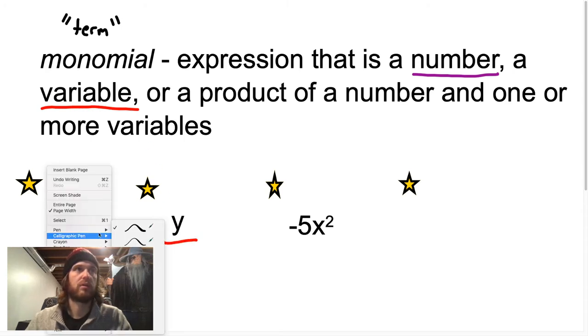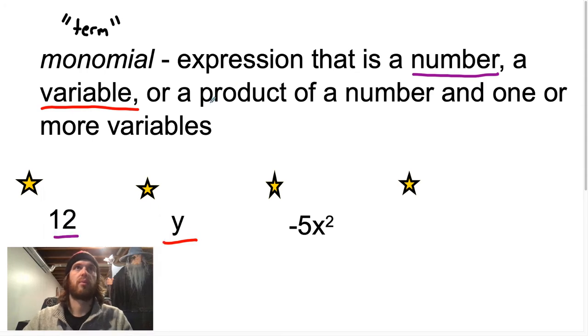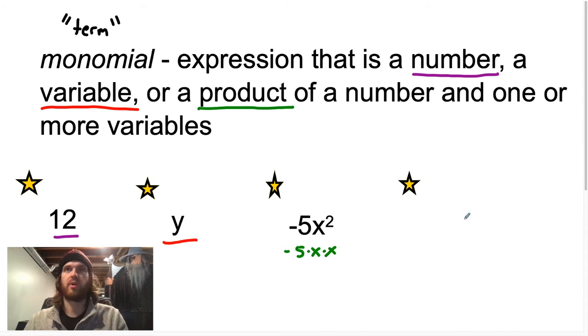Or a product, numbers and variables. And that would be like this one, which is negative 5 times x times x. Right? We have two x's and a negative 5, so that's a product. How about over here? What about c divided by 4? Is this a product? Doesn't look like a product. Looks like division to me, Mr. Slagle. Going crazy here. Is it possible to write this as a product?